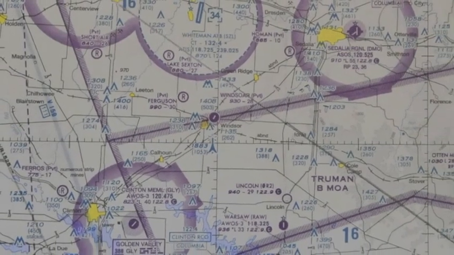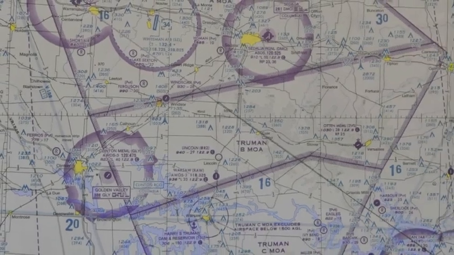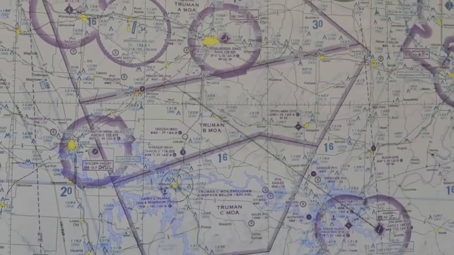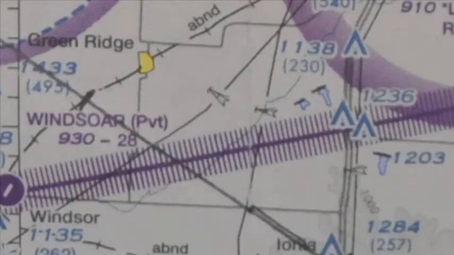The next several steps will be finding checkpoints on our course. Use your sectional chart legend to identify topographic information to aid in finding checkpoints that will be easy to identify when flying at cruising altitude. The third checkpoint that should be easily identifiable is a railroad track southwest of Green Ridge. Note this railroad track is abandoned.